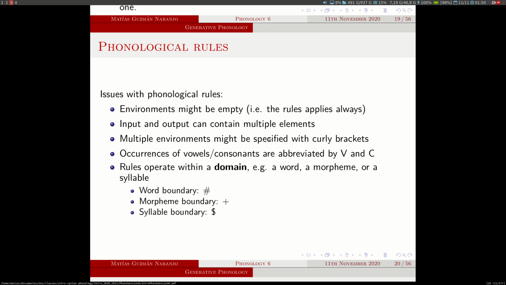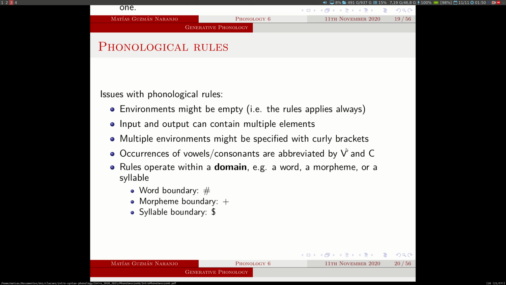So a quick summary, we may have empty environments, so there are rules that apply everywhere, that always apply, the input and output can contain multiple elements. Multiple environments might be specified with curly brackets as a disjunction. Occurrence of vowels and consonants can be specified with these uppercase V and C. So uppercase V is a vowel, uppercase C is a consonant.